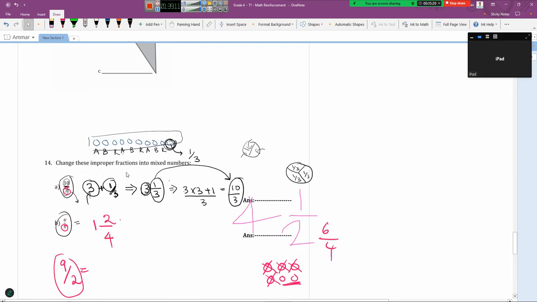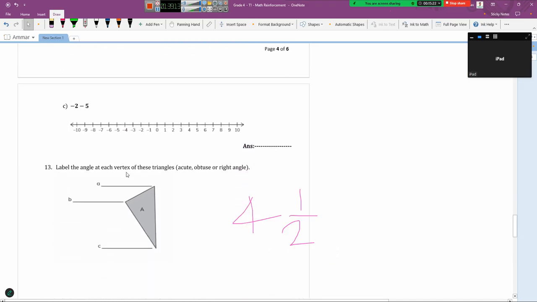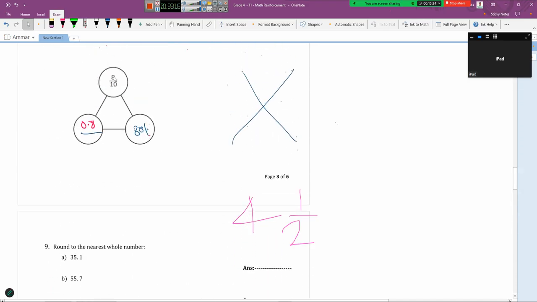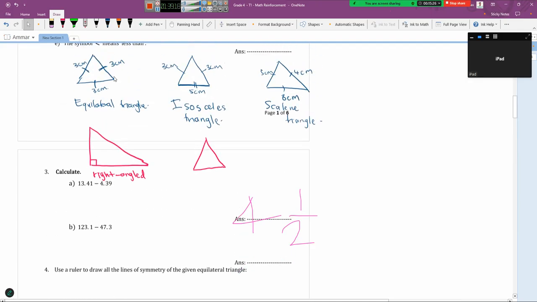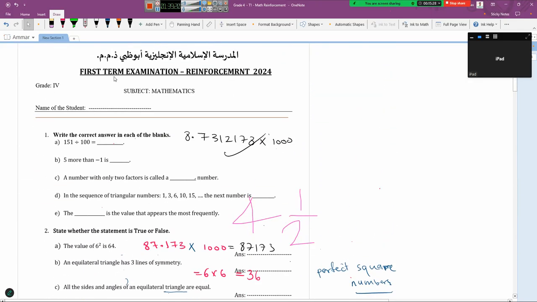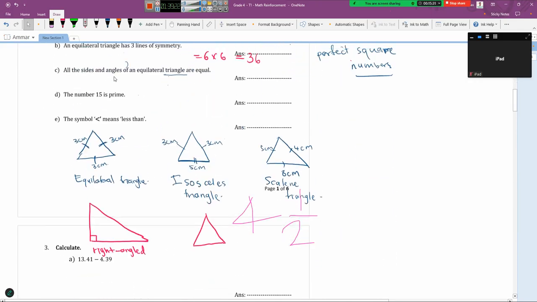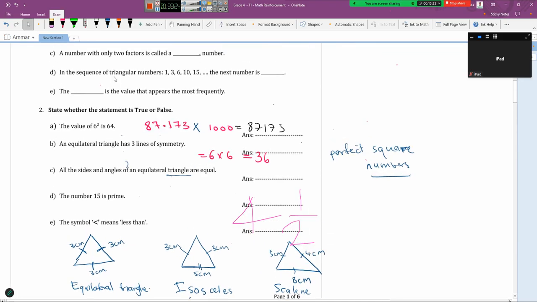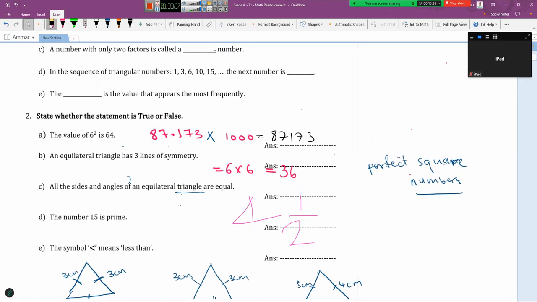And the 14th one. Do you have any other questions to discuss? What about this one? Okay, so let's try to do the rest of the questions from the beginning and learn some things.